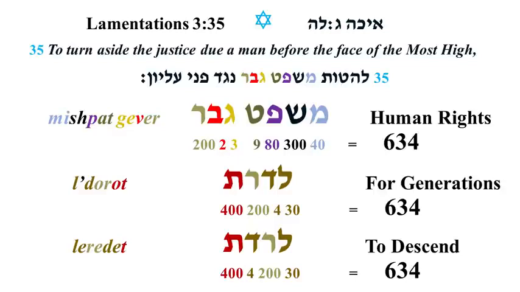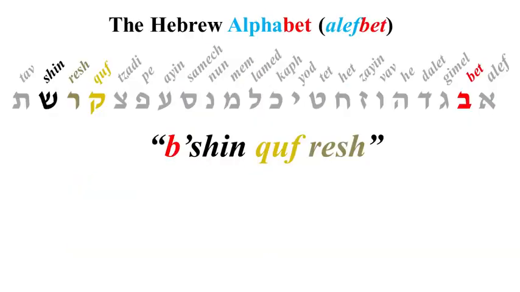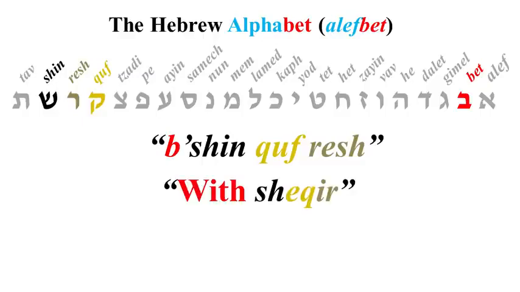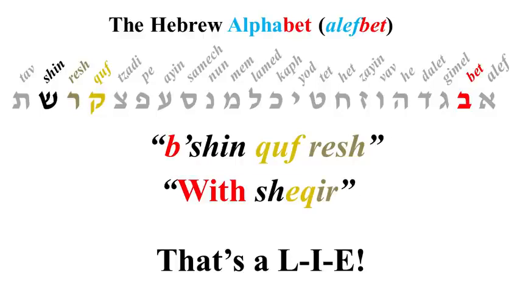Okay, another place we see the Resh is in the phrase Bashin Kuf Resh. And that's just a phrase, an idiom in Hebrew. And what they're doing is just naming 3 letters, Shin, Kuf, Resh. Well, those 3 letters spell Sheker. And the bet in front can be with Sheker. Okay, what is Sheker? Sheker is the word for lie or falsehood.